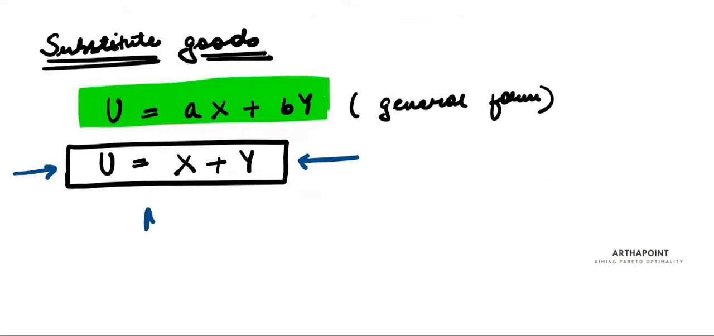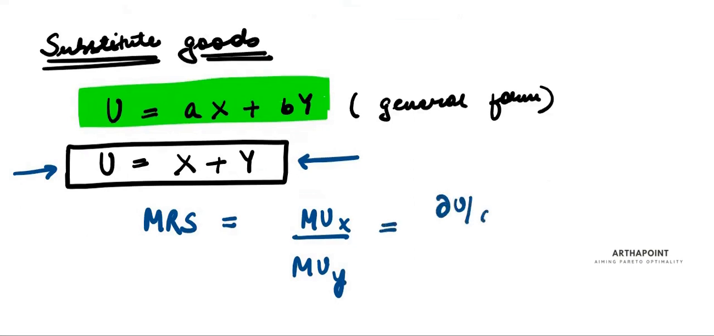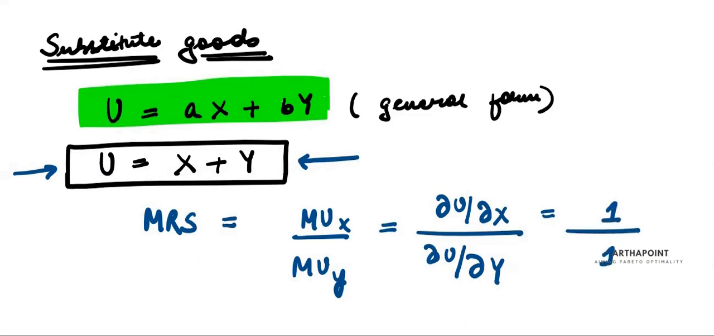If I ask you, what is the MRS of this utility function? MRS in absolute terms, leaving the negative sign, will be MUX by MUY, which is nothing but how utility changes when X changes upon how utility changes when Y changes. So how is utility changing when X is changing? Differentiate with respect to X, you'll get 1. Differentiate with respect to Y, you'll get 1. So the answer is simply 1.